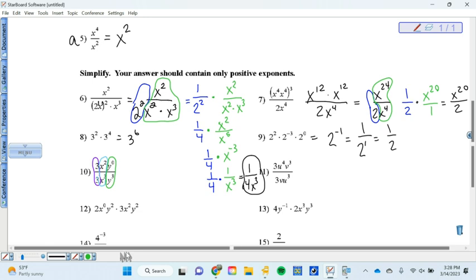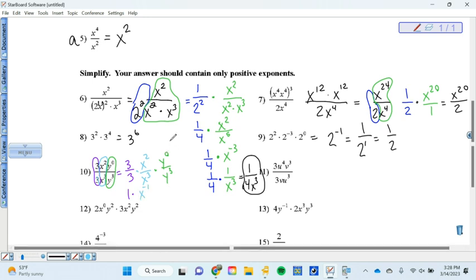So I've got 3 over 3, and then I have x squared over x cubed, and y to the 0 over y cubed. Really simple. 3 over 3 is 1. X squared over x cubed. What do I do with my exponents there? What's 2 minus 3? So x to the negative 1.